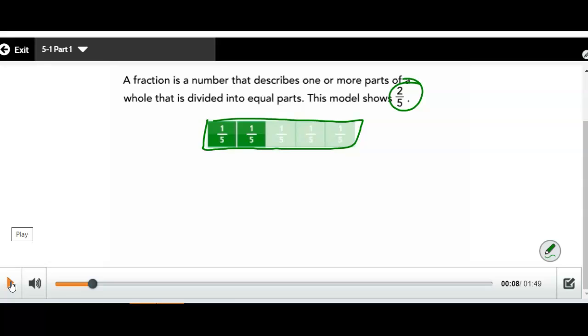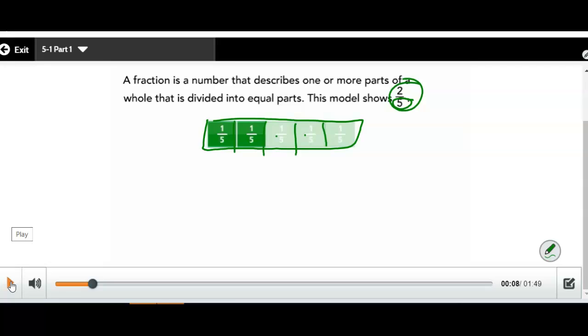Sejal. Perfect. There are 5 boxes. 1, 2, 3, 4, 5. That is the bottom number of the fraction. What is the bottom number of a fraction called? Okay, good. Everyone should have their hand raised.